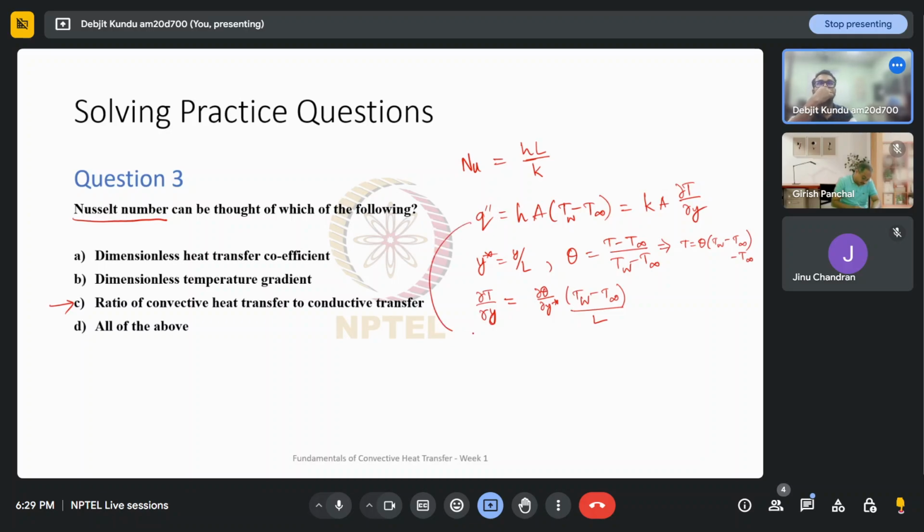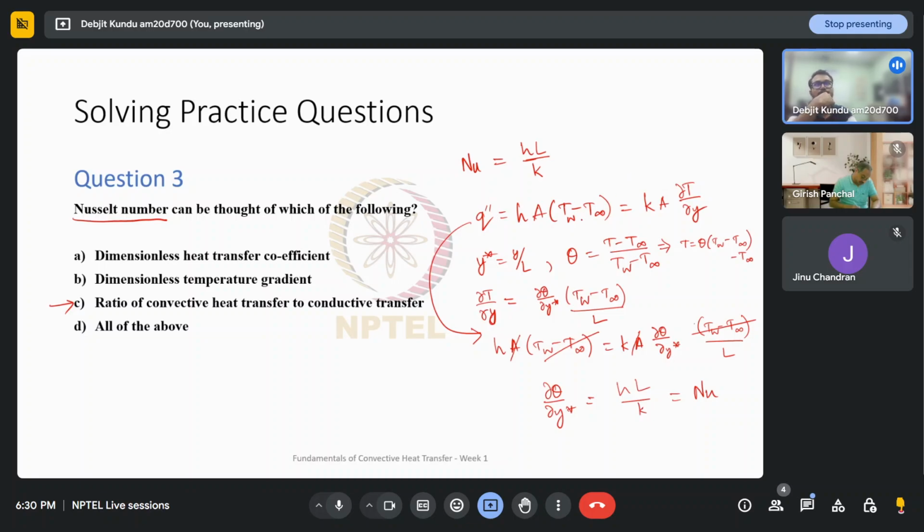Now casting this back into this form, I'll have h into A into this temperature difference equal to k into A, and instead of dou T dou y, I'll write down this new form that I found, which is this temperature difference divided by L. I take this out, take the A out, and now if I write dou theta by dou y star, then that is h into L by k, which is nothing but my Nusselt number. So that's how option A is correct, and option B is also correct.